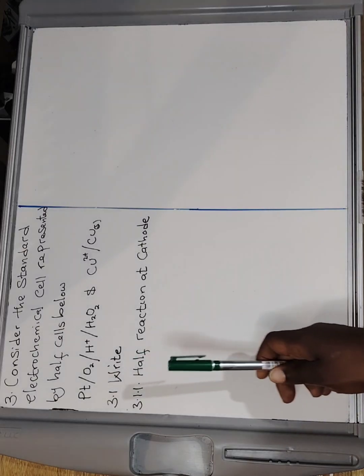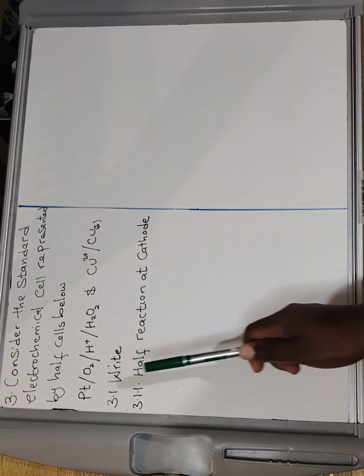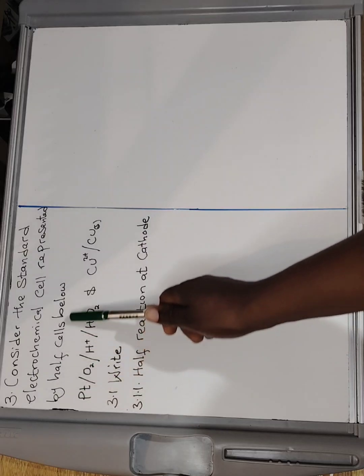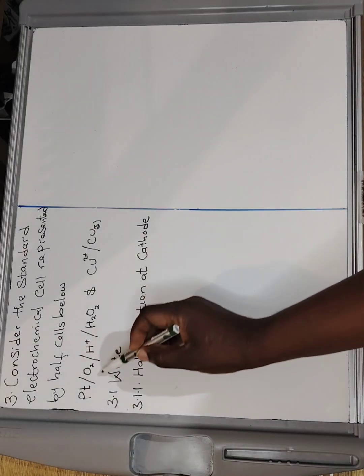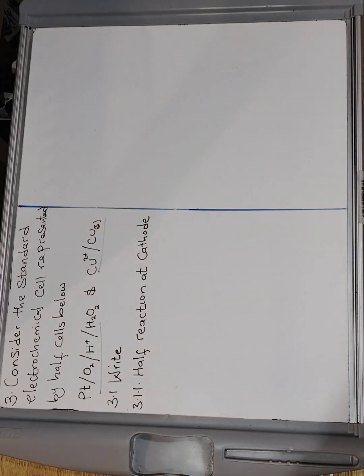Okay, now we are looking at this question. The question comes from electrochemistry. It says, consider the standard electrochemical cell represented by half cells below. So we have these two half cells, one is this one, and also this one. And the question says, write half reaction at cathode. So how do you start with this question?